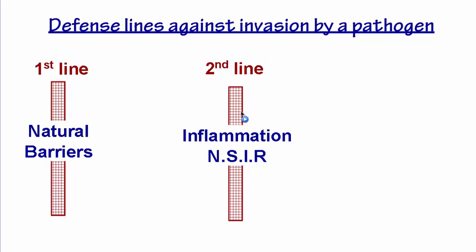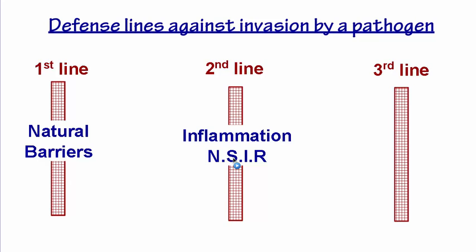Now, what if the pathogen succeeds in crossing the second line of defense and the non-specific immune response fails? There will be a third line of defense. But what is this third line of defense? It is the specific immune response. How is this specific immune response activated?